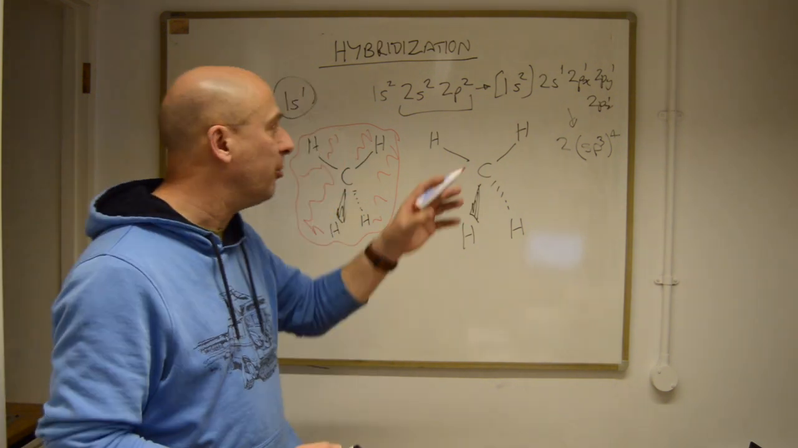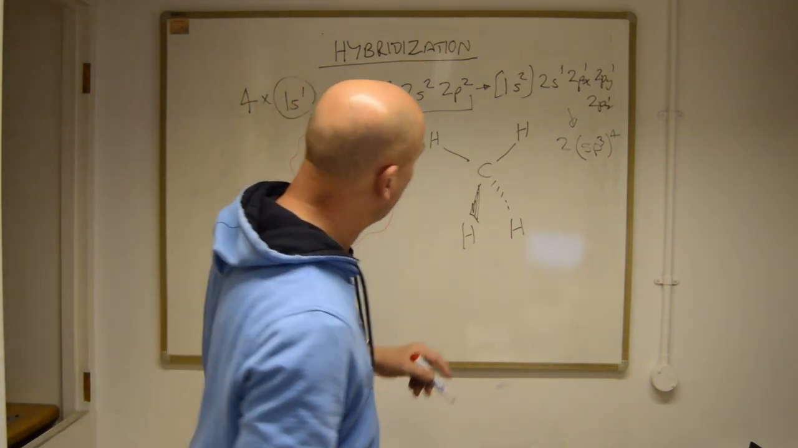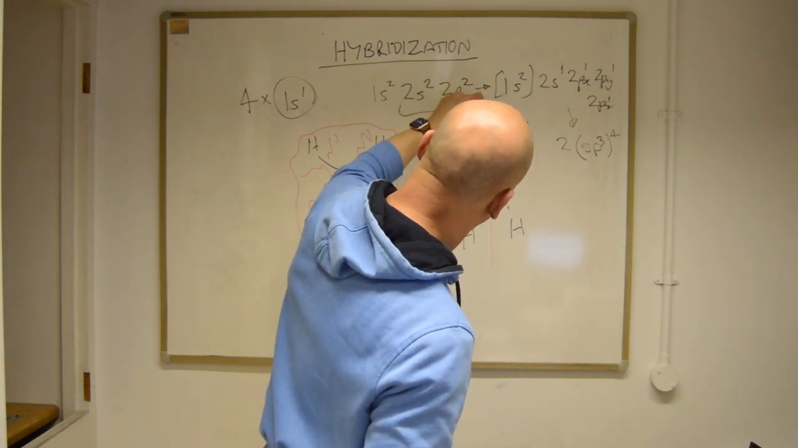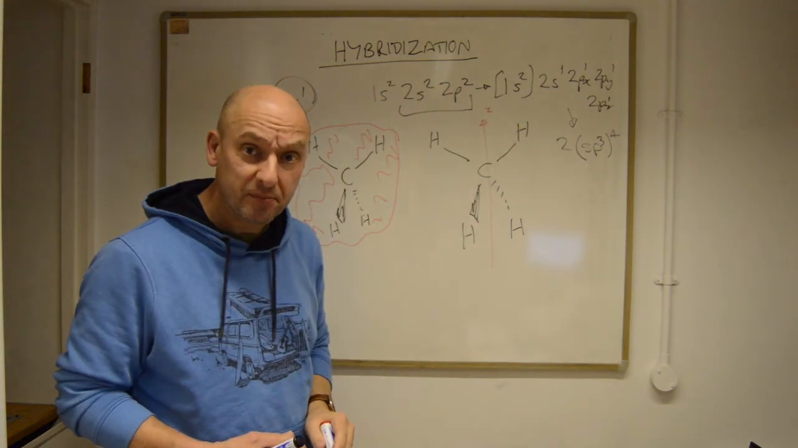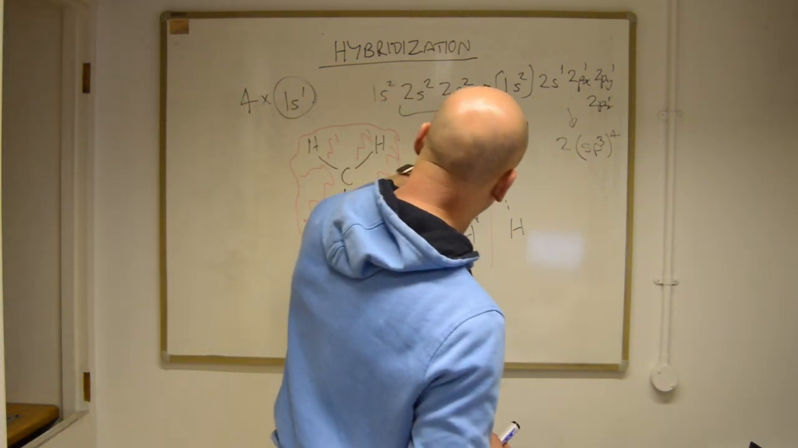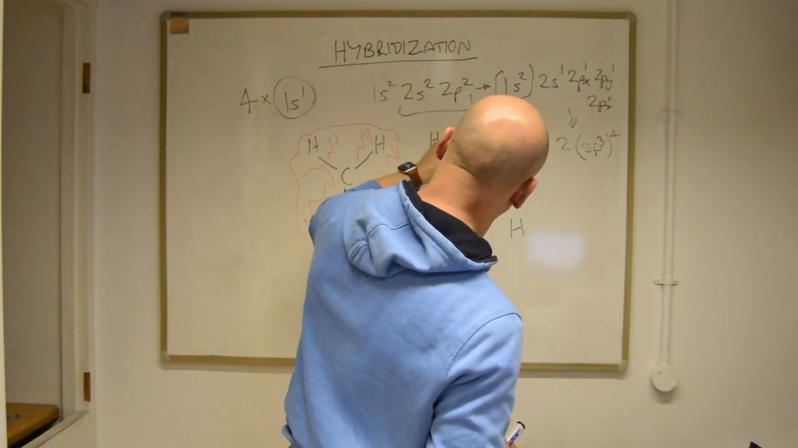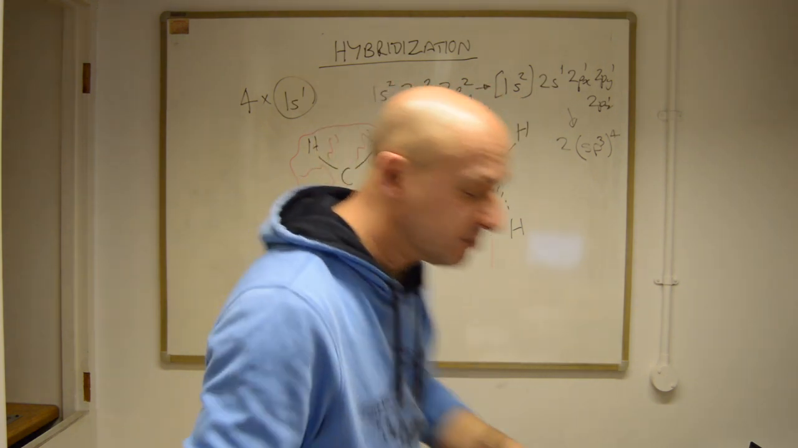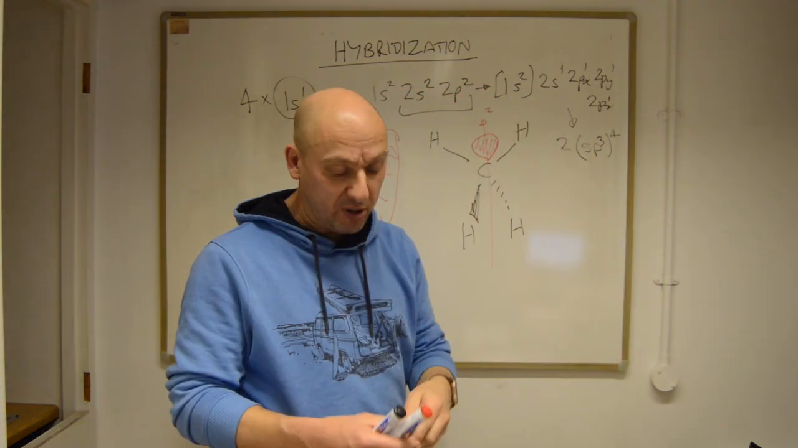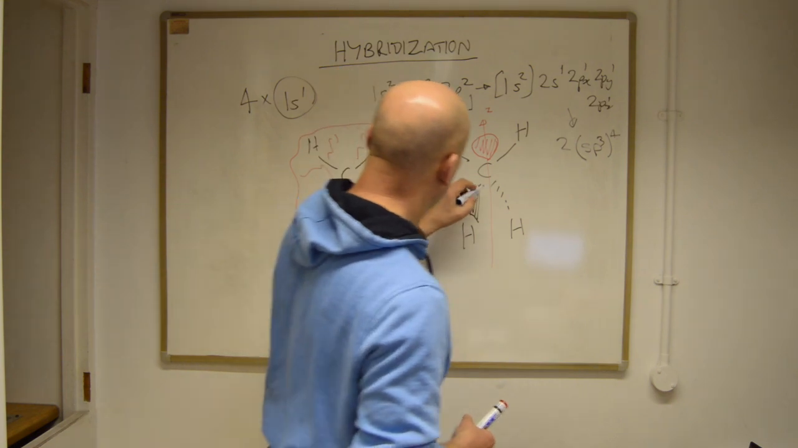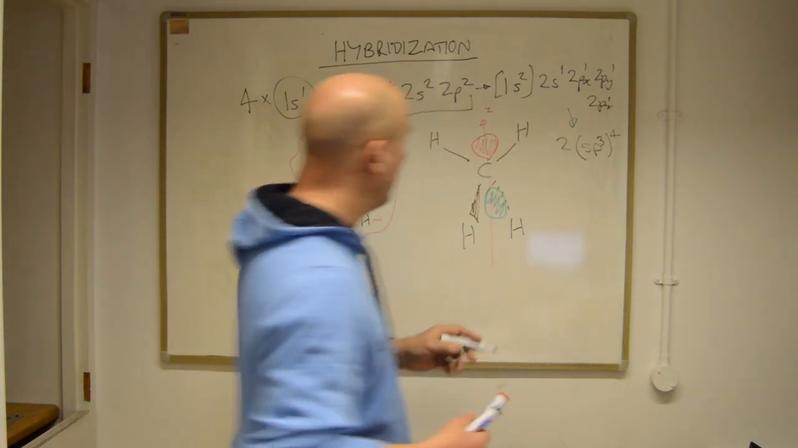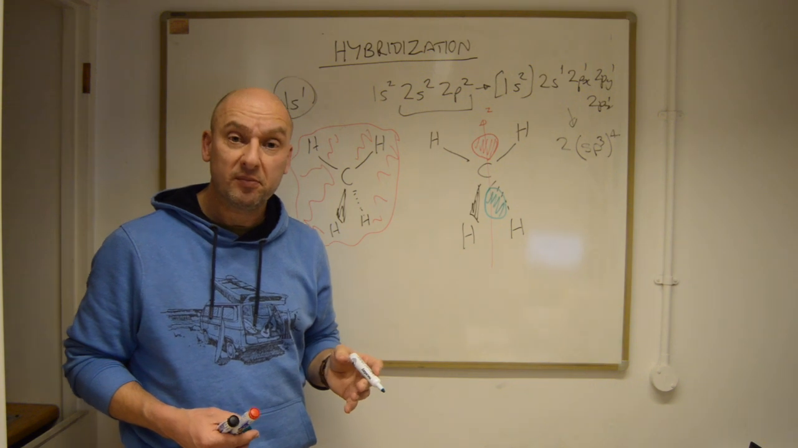Let's look at a p orbital now. And what I'm going to do is arbitrarily define this as the z-axis. So what we have with our p orbital is something that looks like that. And then we know that a p orbital has a node. So on the other side of the carbon atom we have something that looks like this.